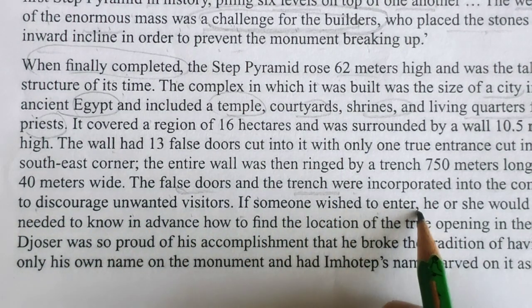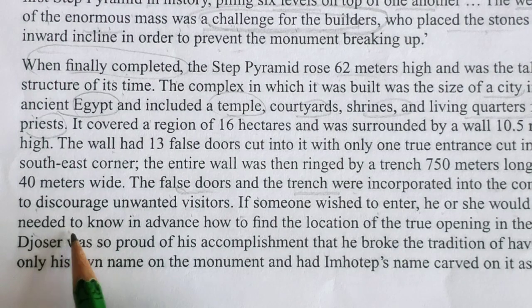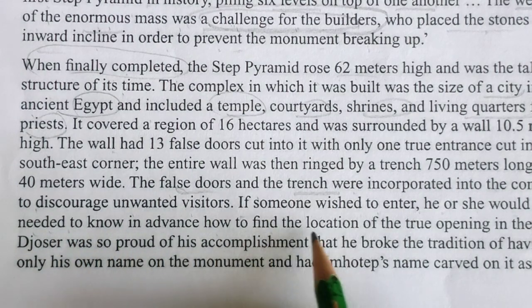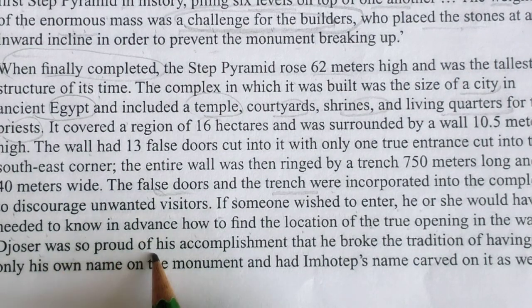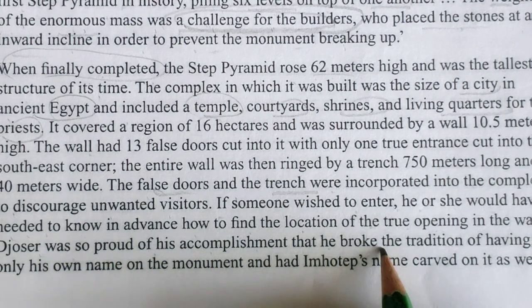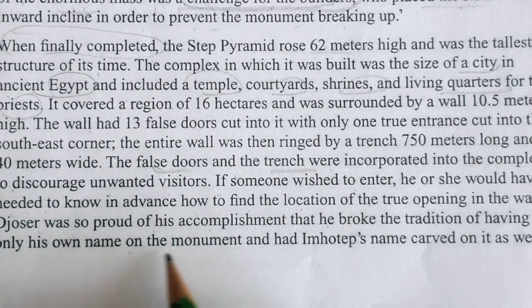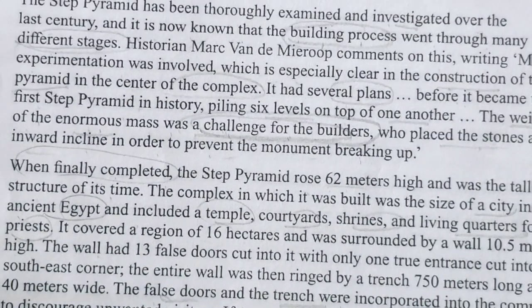If someone wished to enter, he or she would have needed to know in advance how to find the location of the true opening in the wall. Djoser was so proud of his accomplishment that he broke the tradition of having only his name or monument carved on it. So what do you find?